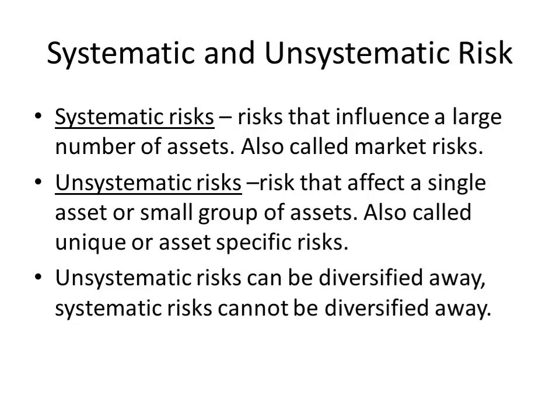Then we have unsystematic risks. These are risks that affect a single asset or a small group of assets, also called unique or asset-specific risks. For instance, the death of a popular CEO, for instance, Steve Jobs, that's an unsystematic risk. It really affects Apple. Did it cause problems at HP or at IBM? No. So it's an unsystematic risk.